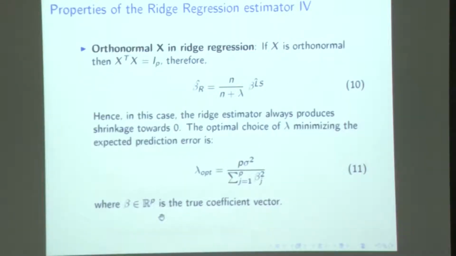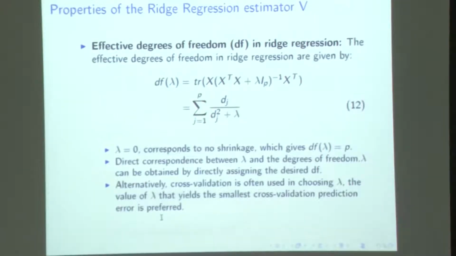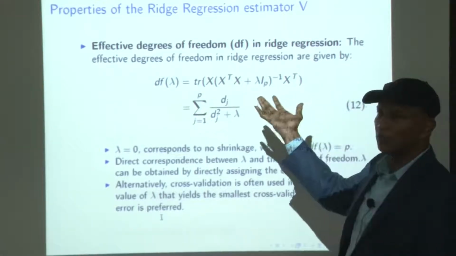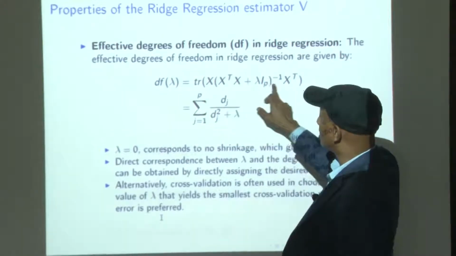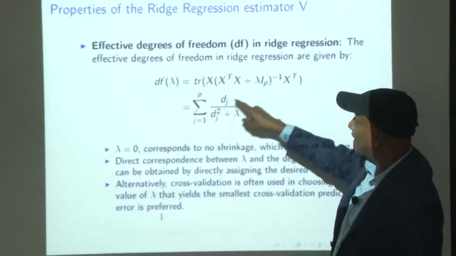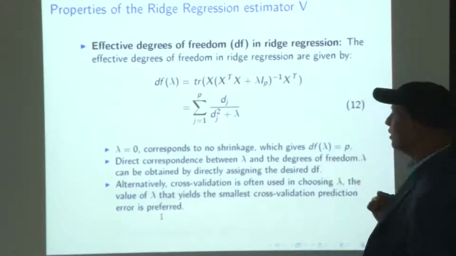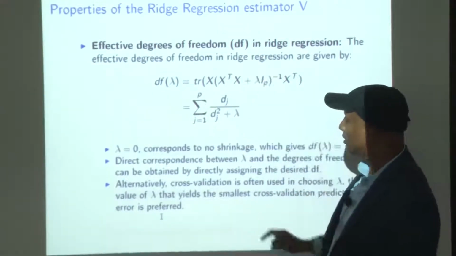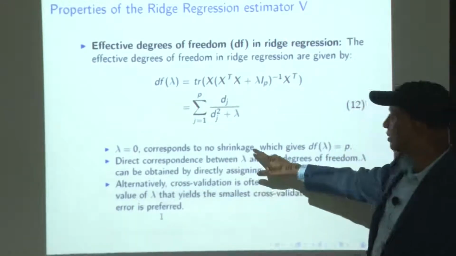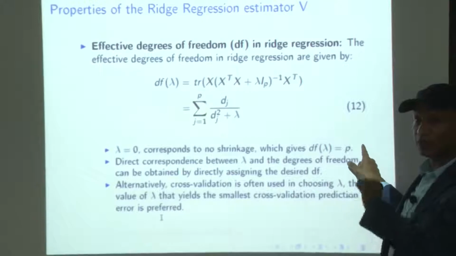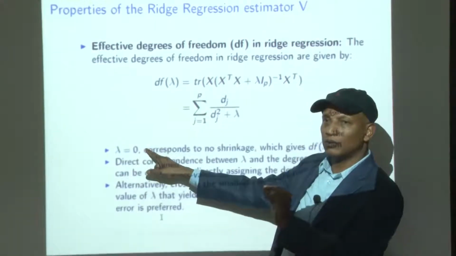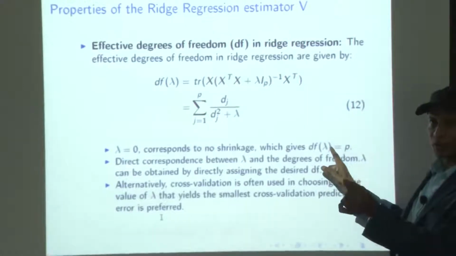Probably a little bit more discussion about how to choose the lambda. First thing, as I said, here also you can do cross validation, but there is a concept called degrees of freedom control, which is defined as follows. This is essentially the degrees of freedom. But again, using the singular value decomposition, you really don't need to calculate the inverse. What is the degrees of freedom? If lambda equals 0, it is zero shrinkage, which gives degrees of freedom equal to p, that means you are not doing any shrinkage. And any value of lambda bigger than 0 gives degrees of freedom less than p.